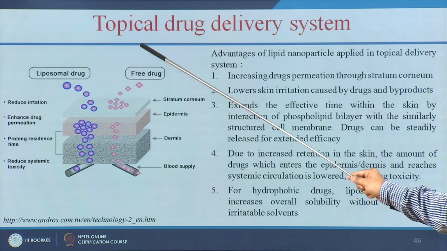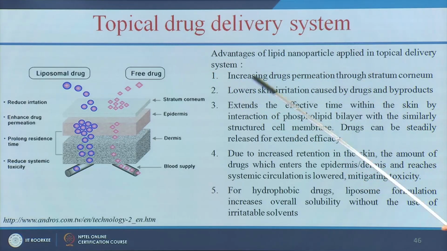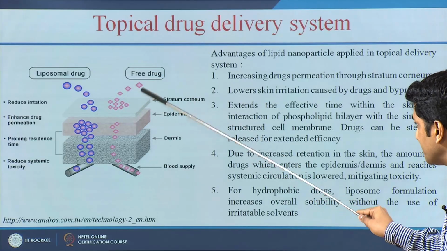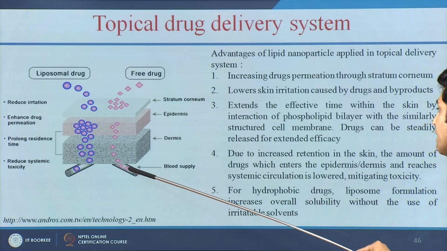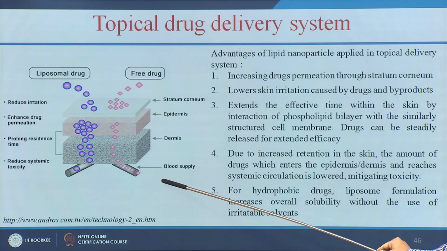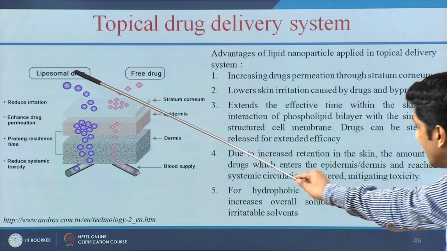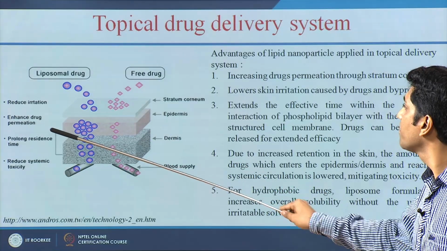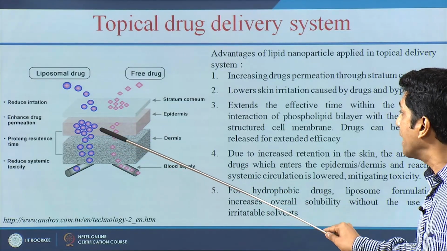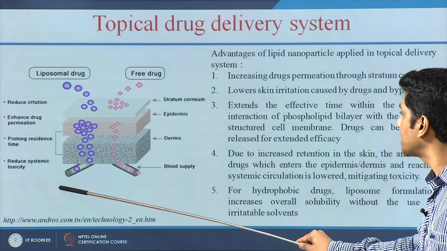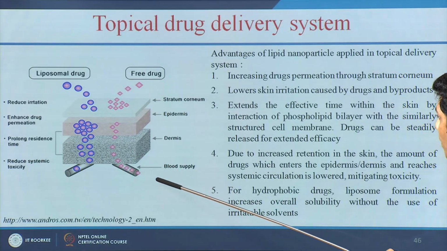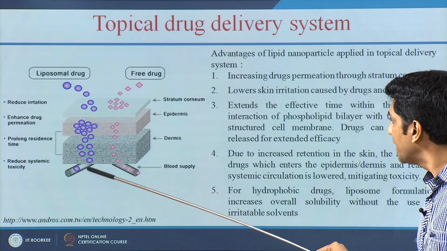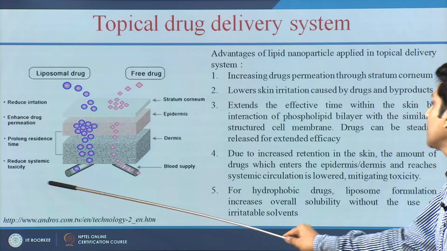So, the next application is topical drug delivery system. Here you can see the difference between the free drug and the liposomal drug. The free drug enters through the skin and reaches the blood supply, which will induce systemic toxicity. In case of liposomal drug, it will reduce the irritation and enhance the drug permeation, and also show prolonged residence time and reduce the systemic toxicity. So, you can see the difference. In free drug, more drug molecules are going into the blood, and here you can see that liposomal based drug delivery gives a controlled and slow release of your drug molecules.